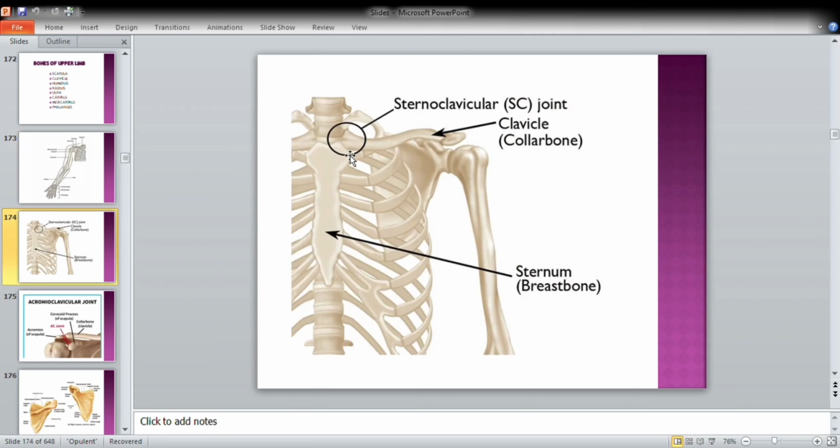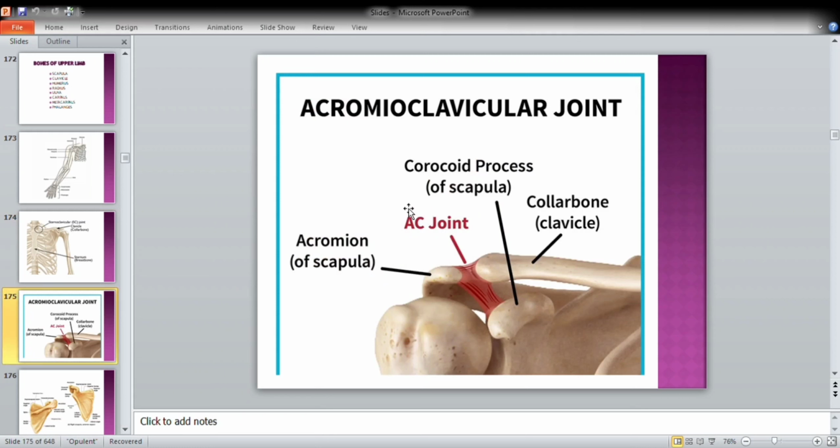This is the sternoclavicular joint, the joint between the clavicle and the sternum, the breastbone, which lies in the center. And here is the clavicle, also known as the collarbone, and it makes the AC joint, the acromioclavicular joint. Here is the AC joint, and it is between the collarbone and the acromion of the scapula. Here is the acromioclavicular joint.